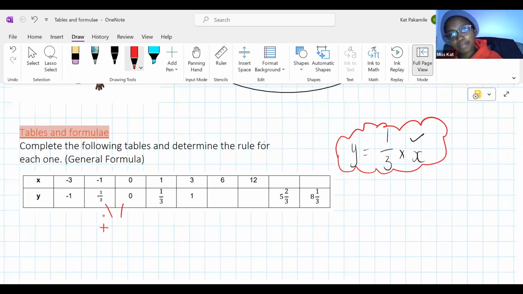Wait, can you please repeat the question? To go from negative a third, we're looking at outputs now, okay? To go from negative a third to 0, what am I adding? Negative 2. From negative 1 over 3 to 0, what is the additive inverse of negative 1 over 3?